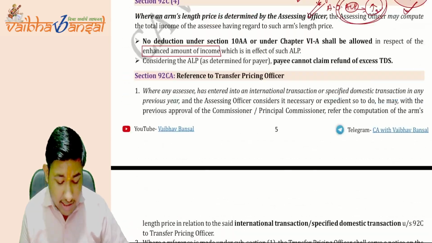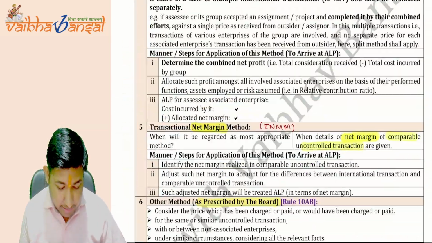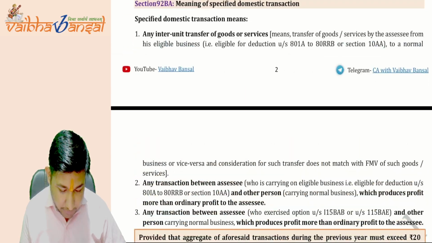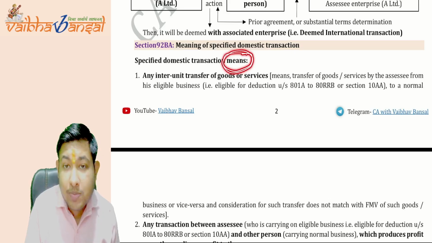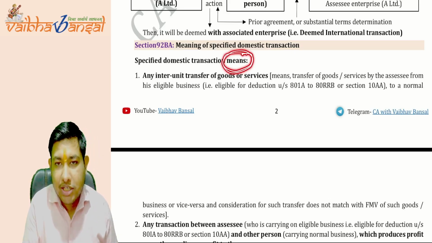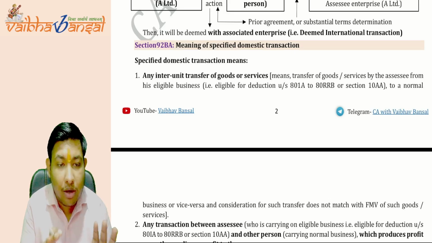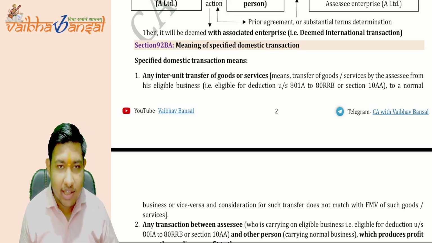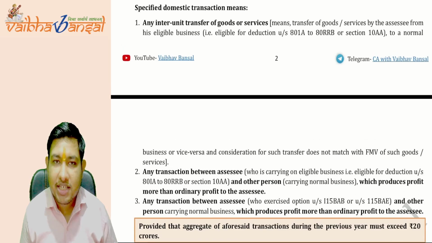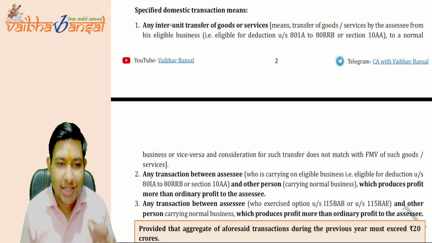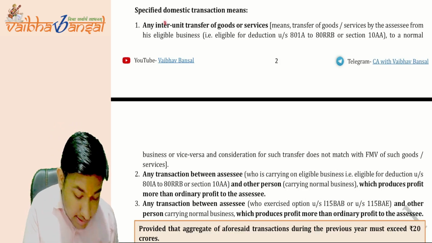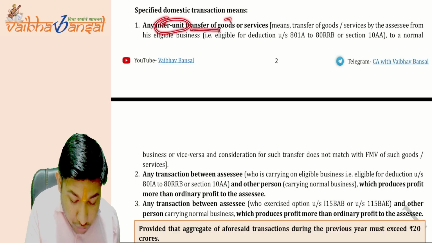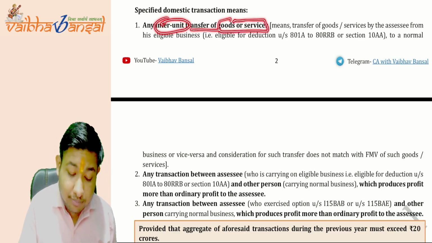So first we will understand what is the specified domestic transaction. Let's come to the specified domestic transaction. Yes, the specified domestic transaction is an exhaustive definition. You cannot add anything by your choice. Whatever is written in these 3 points, these are the only things which will be considered as a specified domestic transaction and nothing else.